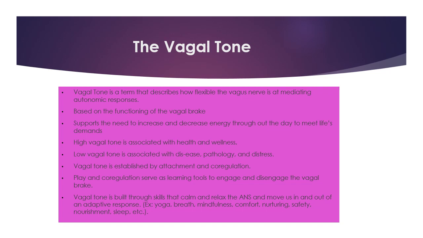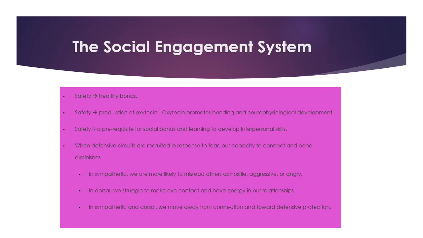Vagal tone is established by attachment and co-regulation. Play and co-regulation serve as learning tools to engage and disengage the vagal brake. The vagal tone is built through skills that calm and relax the autonomic nervous system and move us in and out of an adaptive response. Some examples would be yoga, breathing, mindfulness, comfort, nurturing, safety, nourishment, sleep, to name a few. There's lots of ways to manage the vagus nerve. Make sure you have your list. Every body is different. So now we'll talk about the social engagement system.